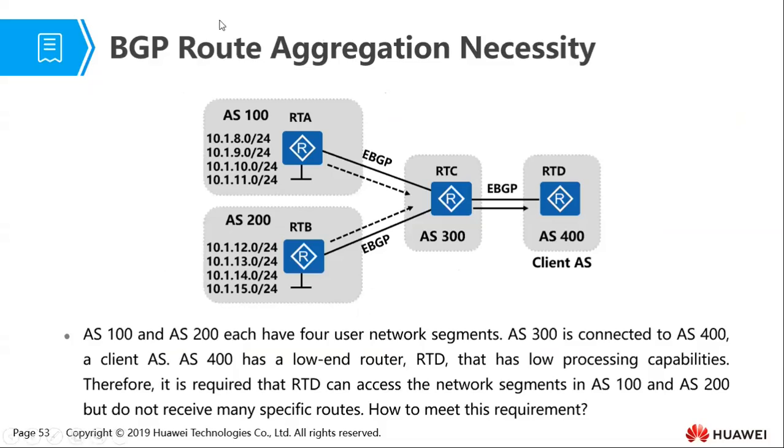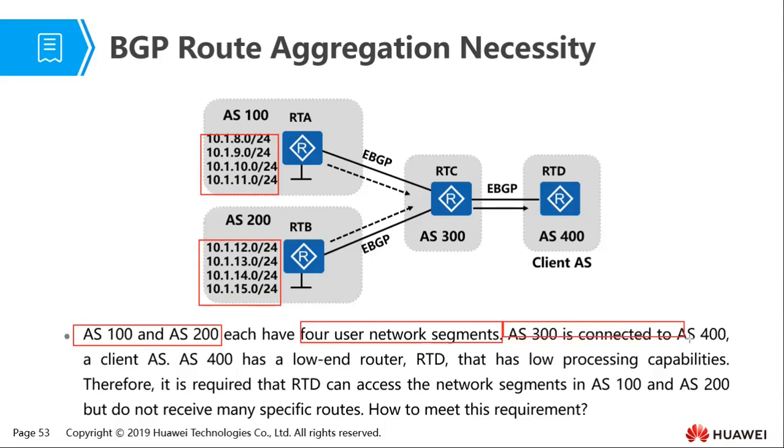Okay. So let's look at this scenario. AS100 and AS200 each have 4 user network segments. You can see we have four. You can also realize that they are contiguous, meaning 8.0, 9.0, 10.0, 11.0, and then this one 12.0, 13, 14. They are following each other, they're consecutive. AS300 is connected to AS400.